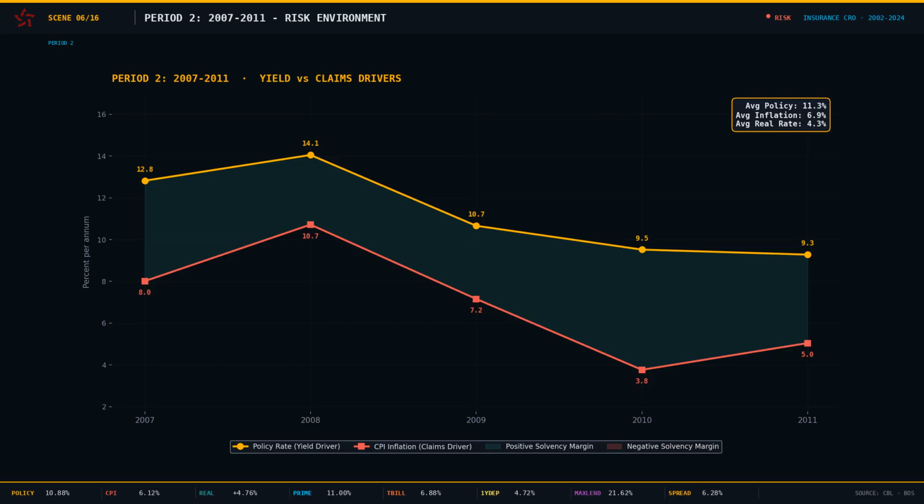Period 2. 2007 to 2011. The global financial crisis. Inflation spiked to 10.7% in 2008, then collapsed. The policy rate fell from 13 to 9%. The real rate compressed to 4.3%. Volatility was extreme. For an insurer, claim severity spiked with food and fuel inflation, then eased. Investment portfolios took mark-to-market losses on long bonds before recovering.